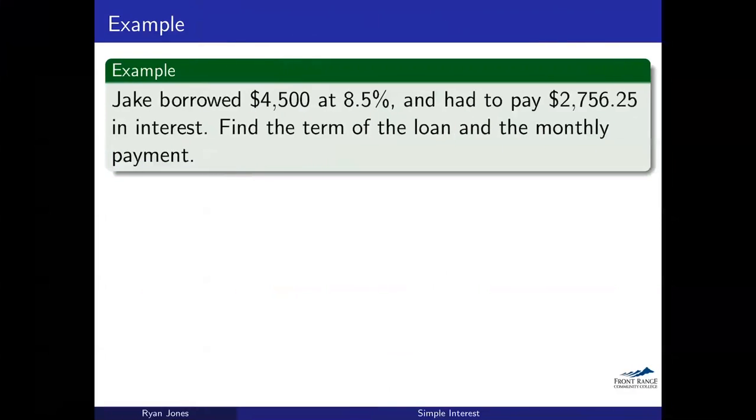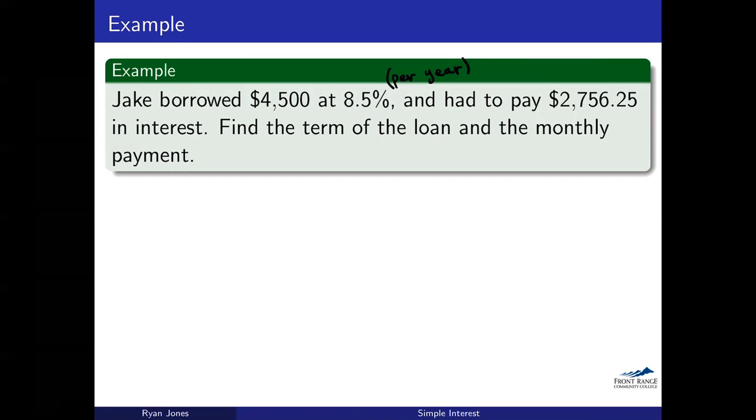So let's go ahead and do an example here. Jake borrows $4,500 at 8.5%. We'll notice that I don't put 8.5% per year. If I just write the interest rate here, you can assume that it is yearly. So let's go ahead and put this 8.5% per year. Sneak that in there. You can assume that because I don't state it. And then what I'm telling you here is that he has to pay $2,756.25.